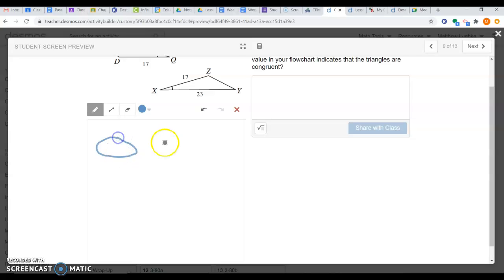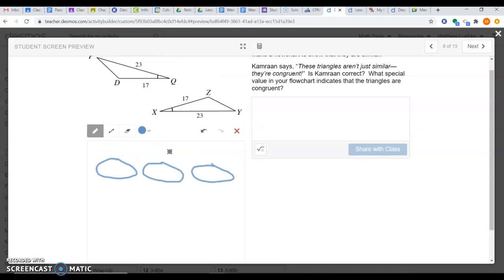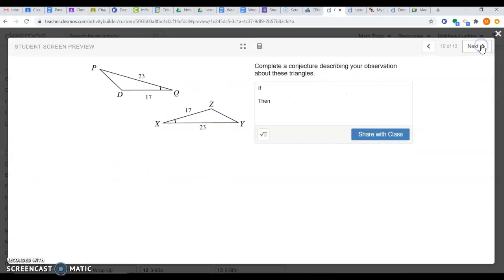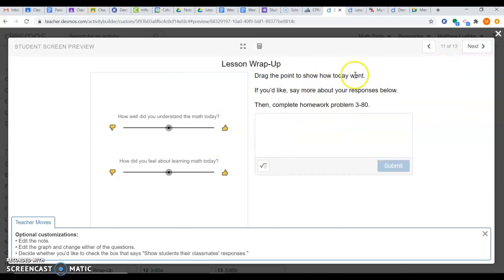And I'll even say that this one looks like a side-angle-side problem. So we want to show proportional side, angle, proportional side, and that angle needs to be between them. Look at the ratio you get when you divide corresponding sides. That's going to help in this question. Then we can write a conjecture, if this, then this. And that, I believe, is the last question.